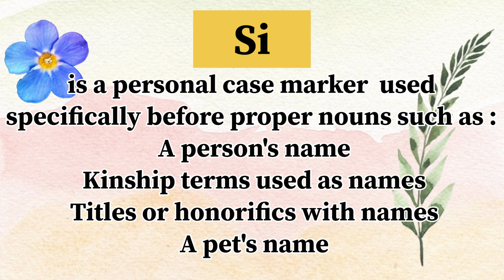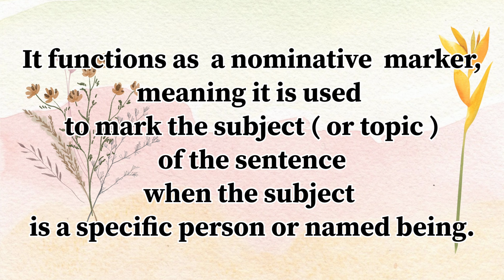Si. Si is a personal case marker used specifically before proper nouns such as a person's name, kinship terms used as names, titles or honorifics with names, a pet's name. It functions as a nominative marker, meaning it is used to mark the subject or topic of the sentence when the subject is a specific person or named being.